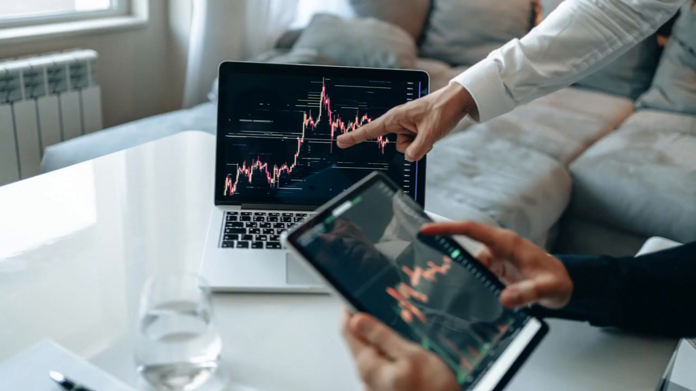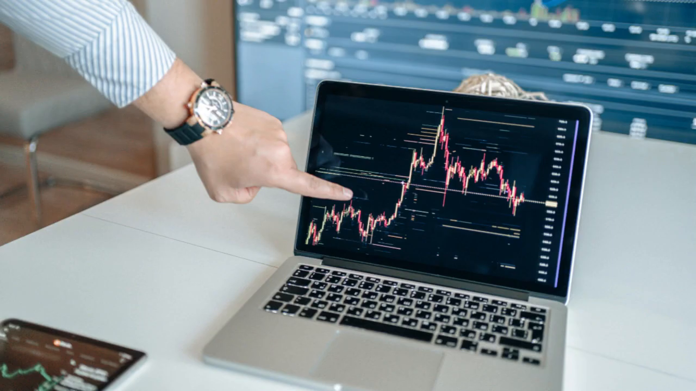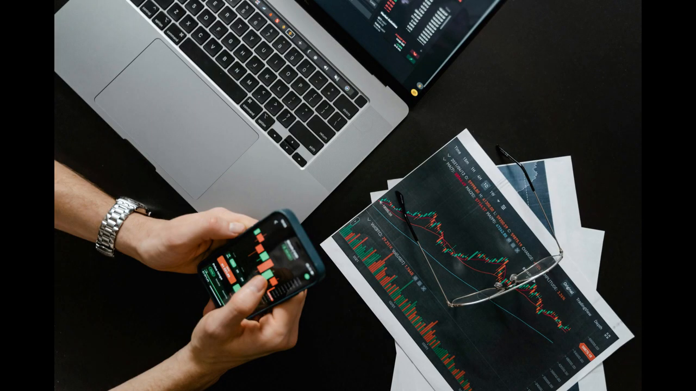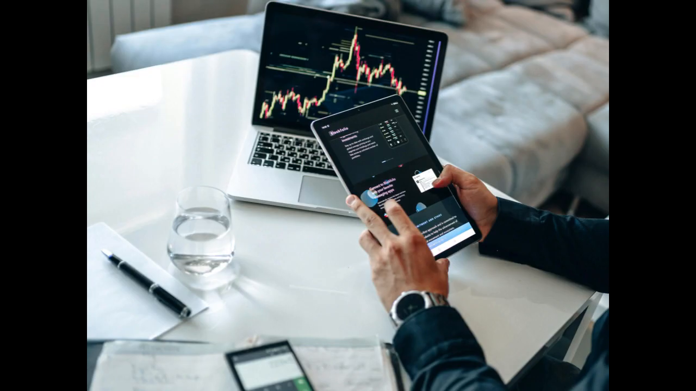9. Manage emotions. Emotions can influence trading decisions and lead to impulsive actions. Stay disciplined and stick to your trading plan, even during periods of market volatility or losses. Keep emotions such as fear, greed, and FOMO, fear of missing out, in check to maintain a rational approach to trading.